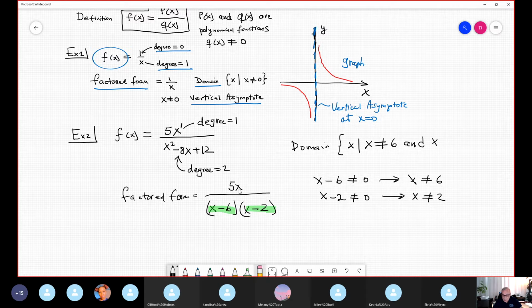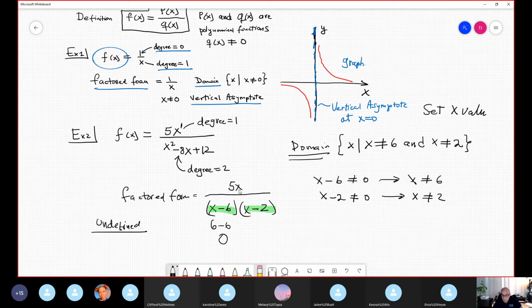If at least one is equal to 6 or equal to 2, we are undefined. Because suppose we get 6 here, 6 minus 6 is 0, 0 times something is 0, and the answer is undefined. Remember, I repeat again the idea for the domain. Domain is the set of x values such that the function is defined. And the opposite idea for defined is undefined. Undefined is that we have no value. Okay? Therefore, it's completely out of the domain.